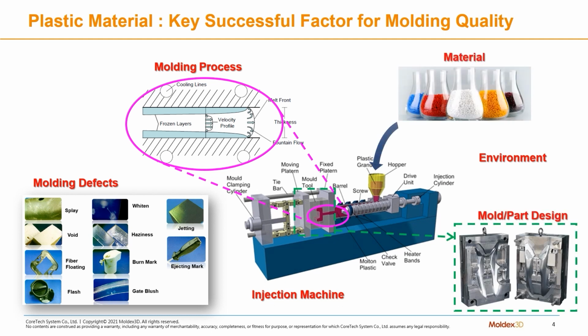And of course, the core is still the material, because it is a plastic material. We want to make the injection and shape it into our final molded parts. So how to handle the material, how to understand the physical properties as well as the processing behavior of the material is very crucial. It is one of the most important success factors for the molding quality.